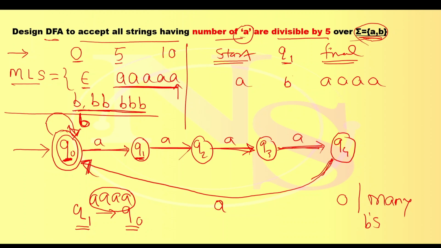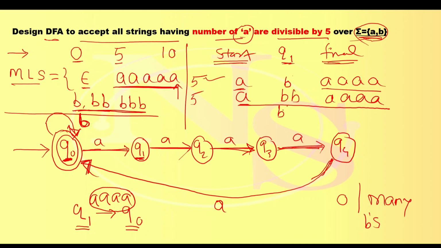Okay. So how to reach Q1 from the starting state? By reading a. How to reach the final state from Q1? By reading 4 a's. Now Q1 is looking for a single b or double b. Double b is also possible. Check, are these valid strings? This a and these 4 a's are as they are. Here in the first string the number of a's is 1 plus 4, 5. Yes, divisible by 5. In the second string the number of a's is 1 here, 4 here. Again it's 5. It's divisible by 5.